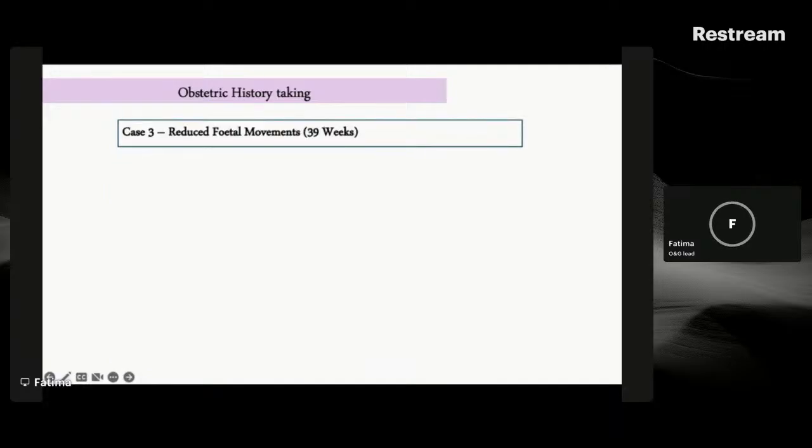Next case, reduced fetal movements at 39 weeks. What are the further questions that you would ask? What are your differentials and what would your plan be?